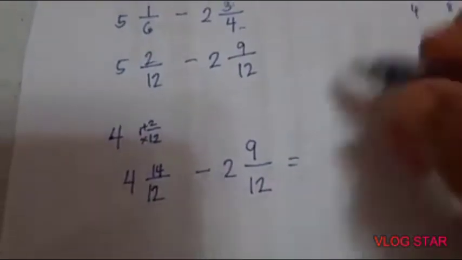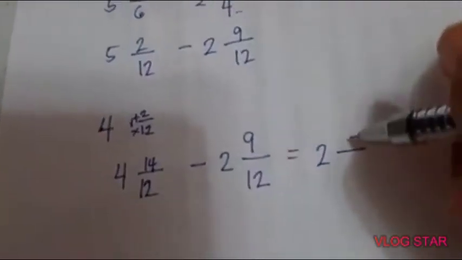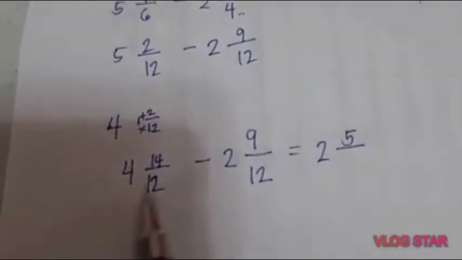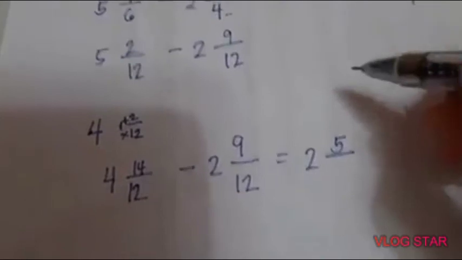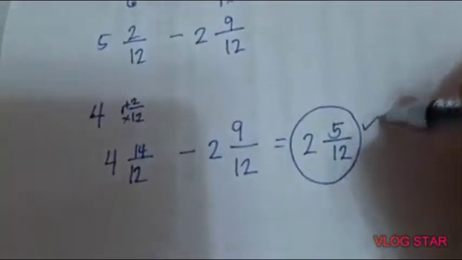4 minus 2, the answer is 2. 14 minus 9, the answer is 5. Then just copy the denominator, which is 12. So you will have 2 and 5/12.